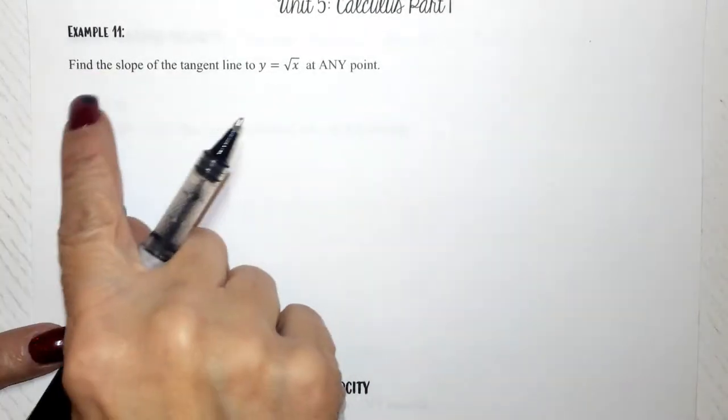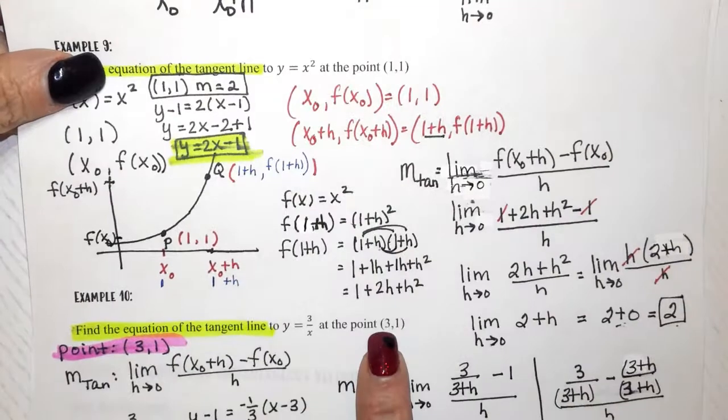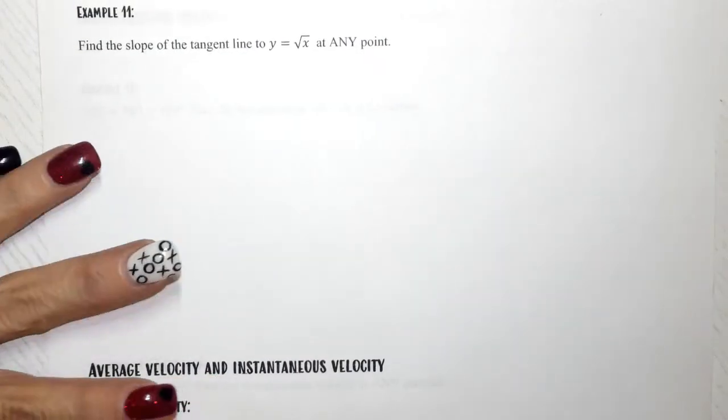So, find the slope of the tangent line to y equals the square root of x at any point. Oh, I forgot this one's at any point. Okay, so these other ones that we did, they were at specific points, right? 3, 1, 1, 1. What if I wanted to know at any point? Like, could we do that?